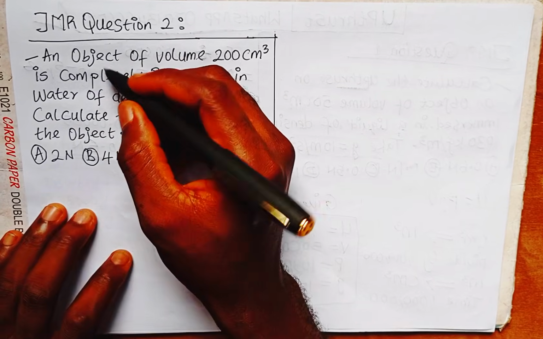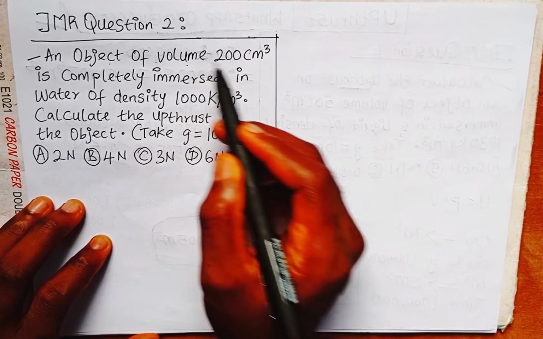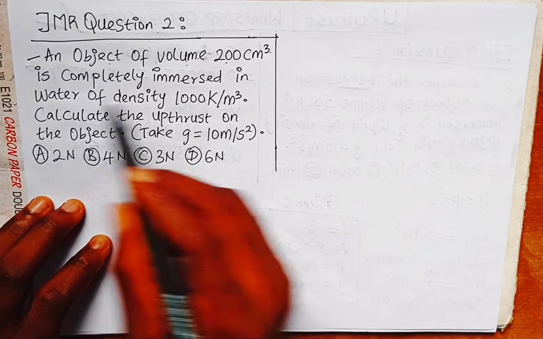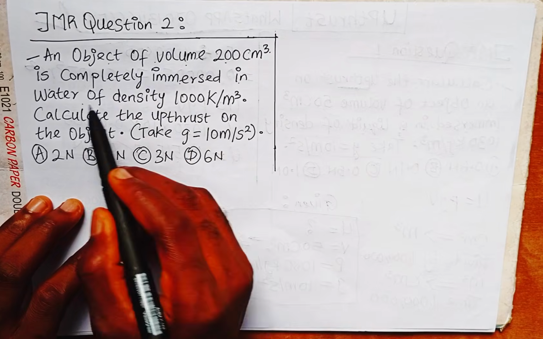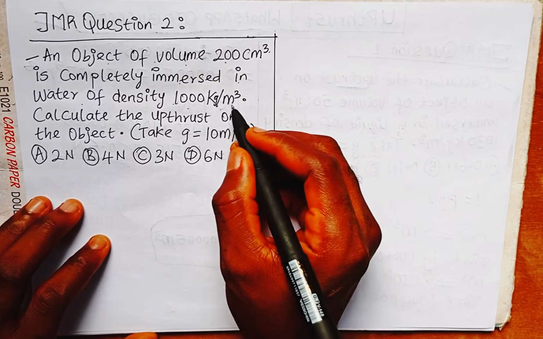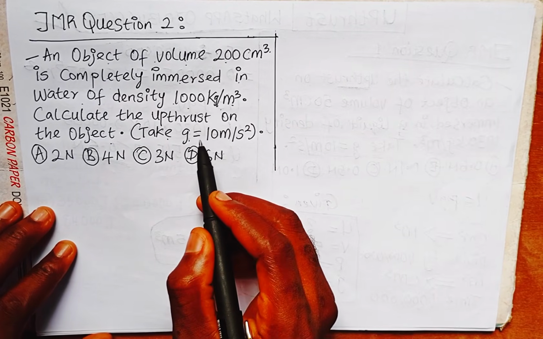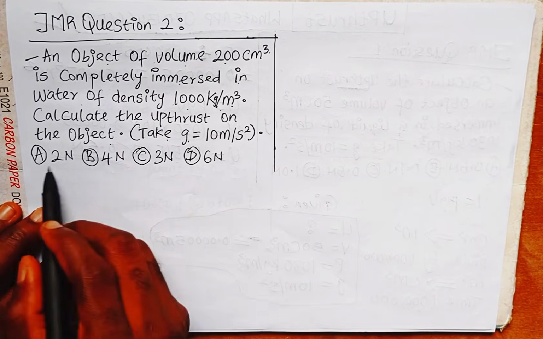Still under Upthrust, JAMB must repeat question 2. The question reads: an object of volume 200 cubic centimeter is completely immersed in water of density 1000 kilogram per cubic meter. Calculate the upthrust on the object. Take acceleration due to gravity equal to 10 meters per second square. These are the options provided.